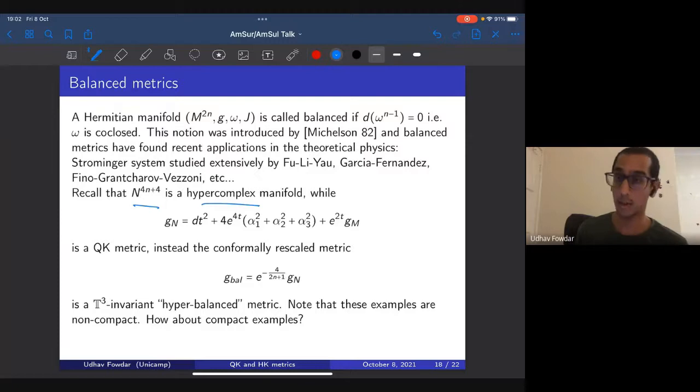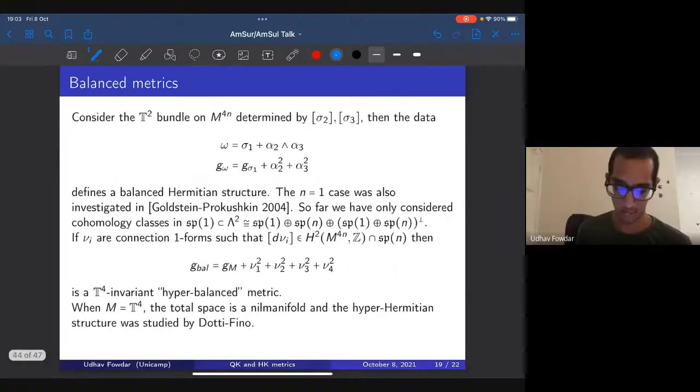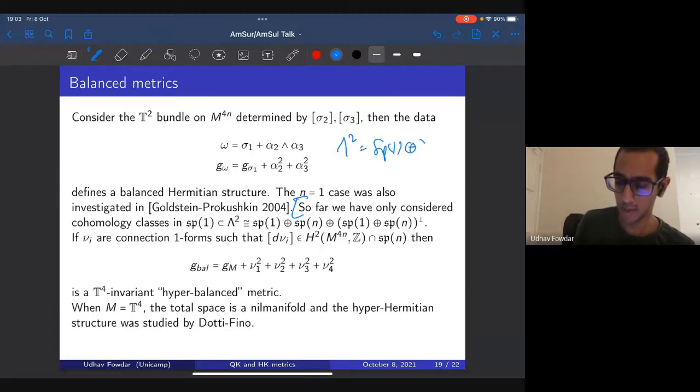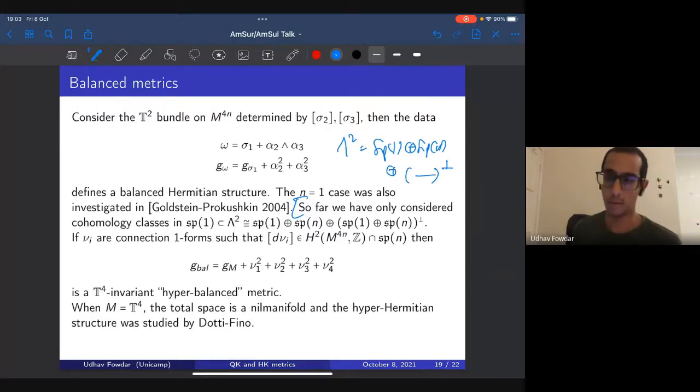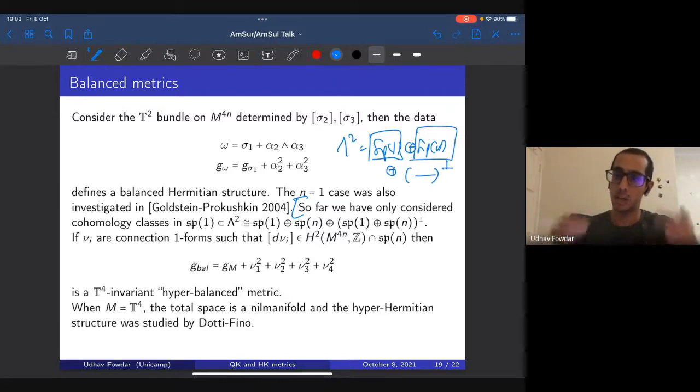But these examples are non-compact, but you can also produce compact examples. So let me just say very quickly what's here. If you start with a hyperKähler manifold, the space of two forms is going to split as the holonomy algebra, the Sp(1) bit and the Sp(n) bit, and then the perpendicular bit. So far, the way I've cooked up this manifold N was by taking the hyperKähler triple and, if they define integral cohomology classes, cooking up a T3 bundle, then crossing that with R. But now, instead, if you look at the Sp(n) factor, this can also have integral cohomology classes. So you can look at S1 bundles generated by these cohomology classes. And it turns out that if you pick the right S1 bundle, you can produce a T3 invariant hyperbalanced metric on this base as well. That's a very simple way of producing balanced metrics.